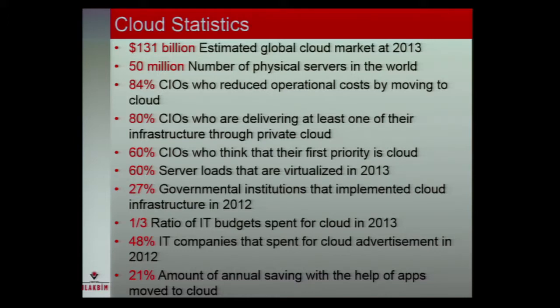Governmental institutions that implemented cloud infrastructure in 2012 is 27%. And the ratio of IT budgets spent for cloud in 2013 is 1/3. IT companies that spent for cloud advertisement in 2012 is 48%. And the amount of annual saving with the help of applications that move to cloud is 21%. All these statistics are gathered from Gartner and IDC reports.